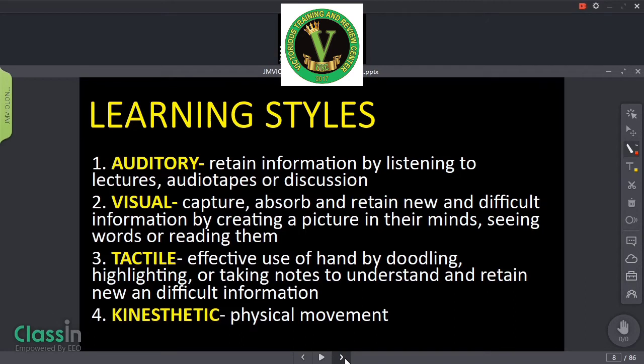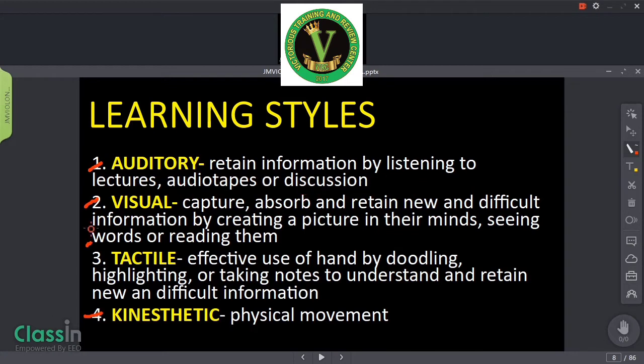Now let's talk about the learning styles. We have the auditory, the visual, the tactile, and the kinesthetic. I would like to emphasize the importance of identifying your learning style, because this would optimize and maximize your learning ability. If you are an auditory learner, you could create a mechanism wherein you will be able to learn even if you are not reading. Because you are auditory, you could easily retain information by just listening to lectures, audio tapes, or discussions. You could effectively grasp all the ideas if they are recorded or being listened to.